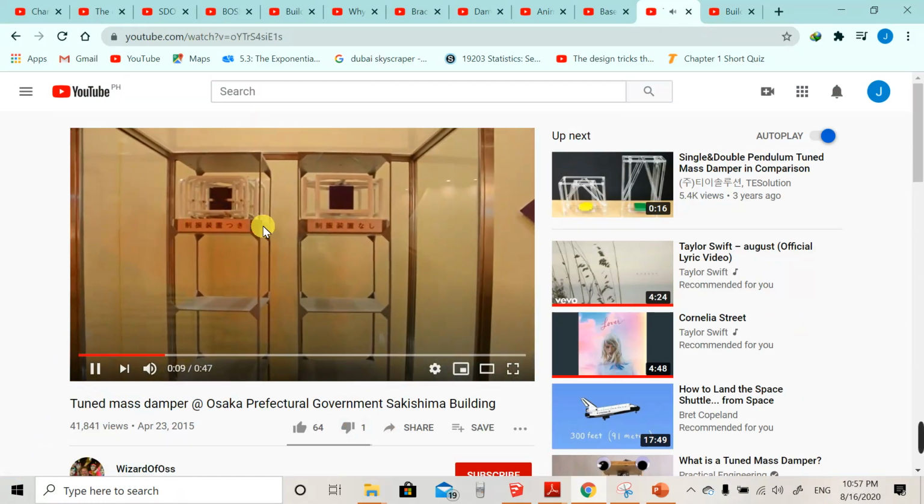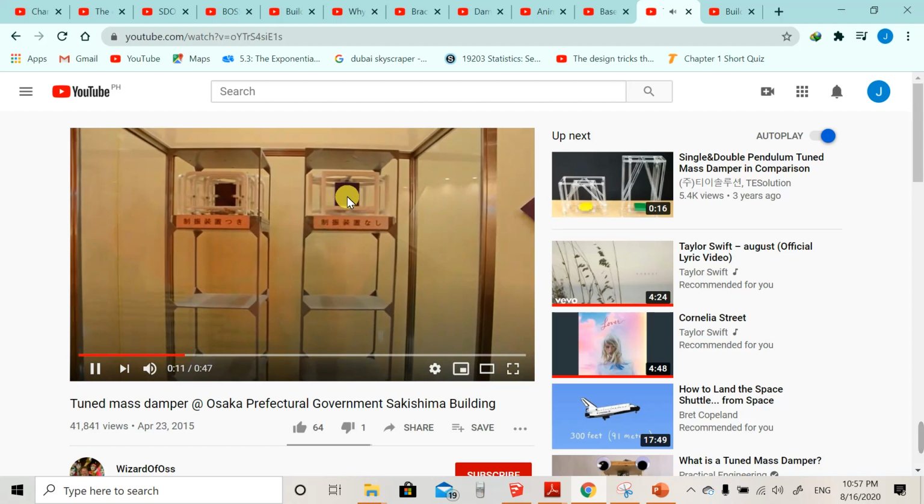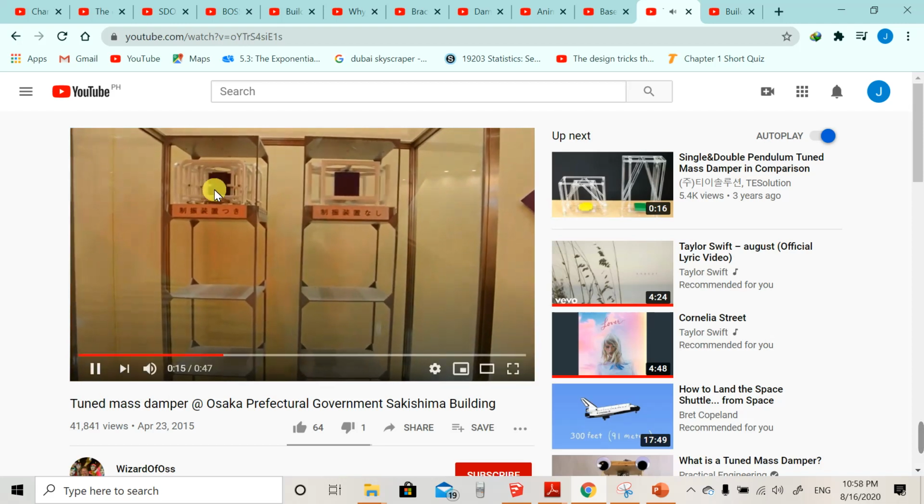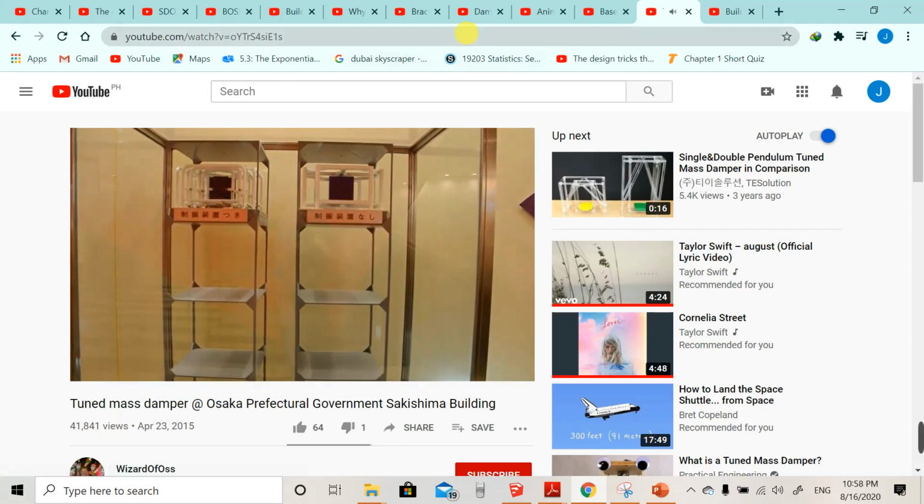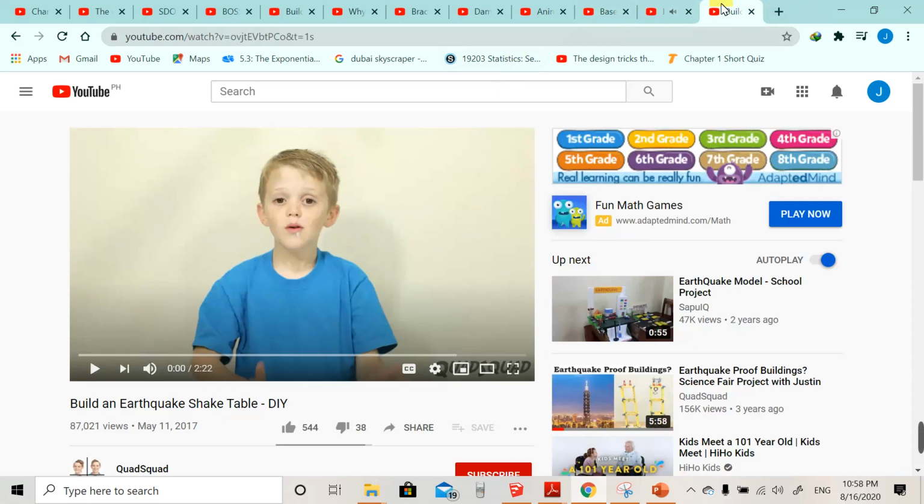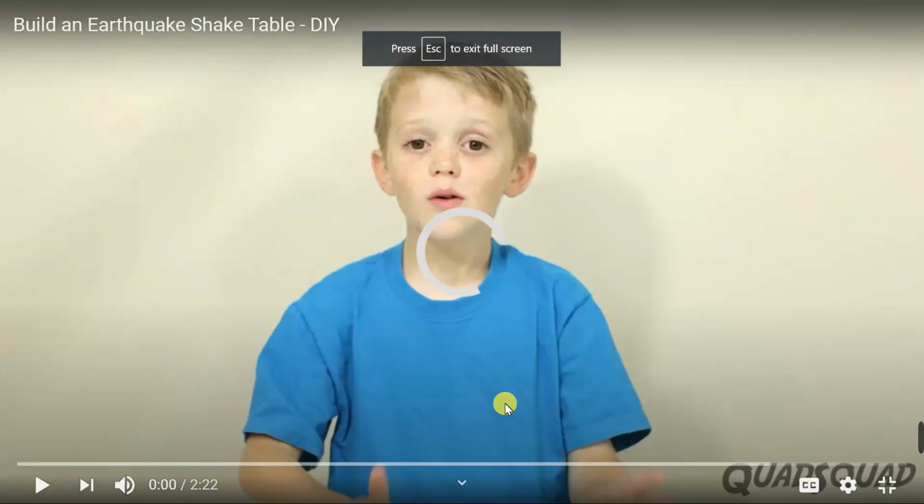So, ito rin, tuned mass damper to. Yun kasi fixed siya, so hindi siya kinoconsider na tuned mass damper. Pero kapag gumagalaw, ayun. May isa pa akong video for tuned mass damper. Ito, pambata siya. So, panoorin na lang natin kung gaano nga ka-effective ang tuned mass damper.